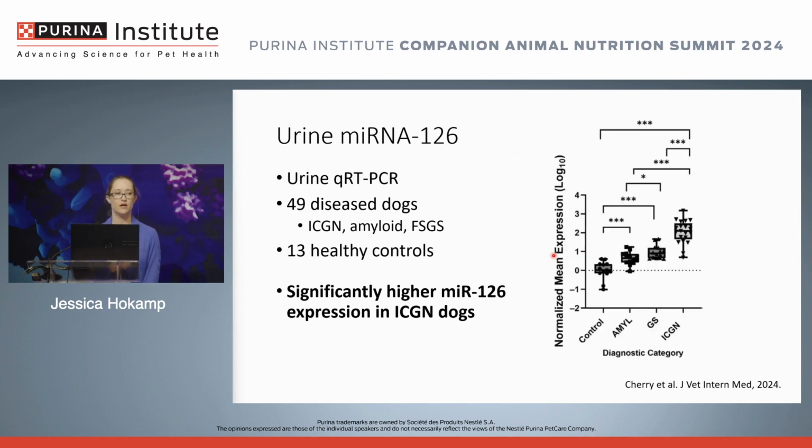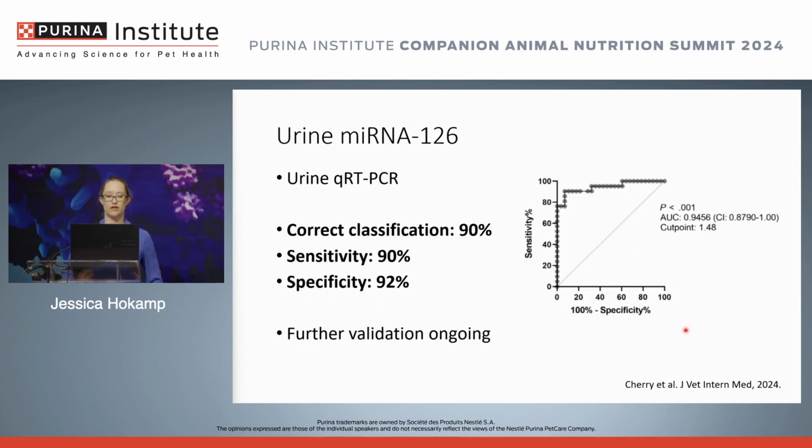Confirming that further, looking at a larger set of the dogs' samples that come through the IVRPS, using qRT-PCR, we confirmed that, yes, the microRNA 126 expression is significantly higher in dogs with ICGN compared to amyloidosis or glomerulosclerosis, or certainly our controls. And this seemed to be independent, again, of whether it was MGN or MPGN. We are further analyzing this now. We have a grant to analyze this further in other glomerular diseases and other renal diseases, as well as non-renal diseases in a larger population of animals.